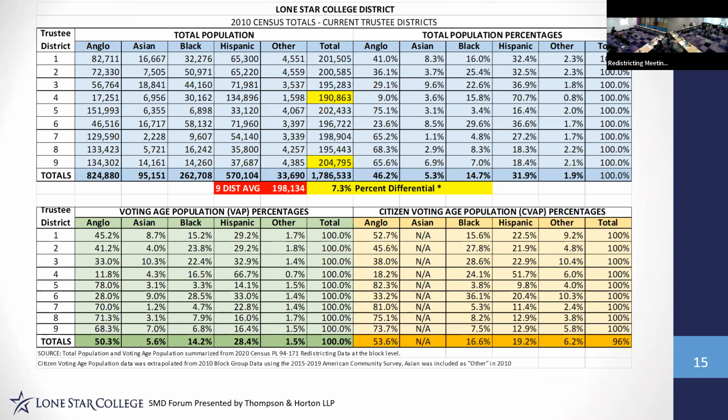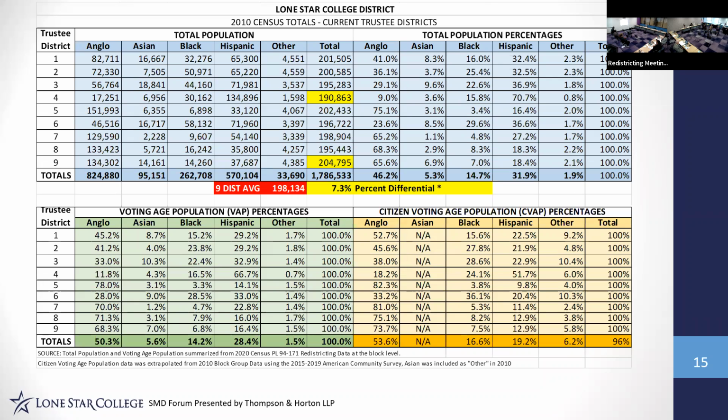If we look at voting age population that we talked about earlier, and then also citizen voting age population, one thing that came out of this as well is you see District 4 is 51.7% Hispanic. So this is now considered an opportunity district. So we will try to hold on to that at all costs.